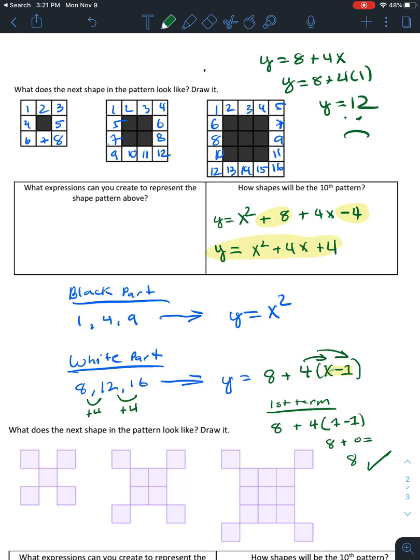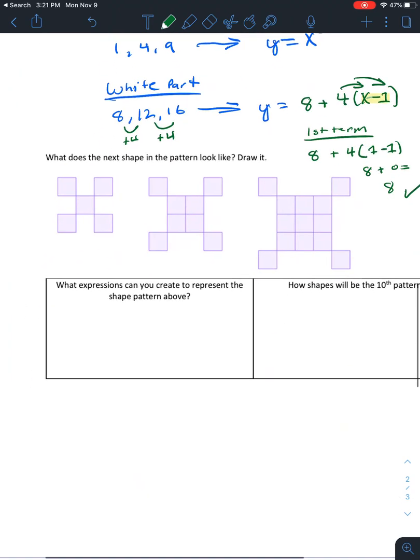So let's just check the third one. We know for our third term, the total amount of boxes we should get is 25 if we add both the black and the white parts. So it should be y equals 3 squared plus 4 times 3 plus 4, which is 9 plus 12 plus 4, which is 25. So that's exciting. So I keep going down.